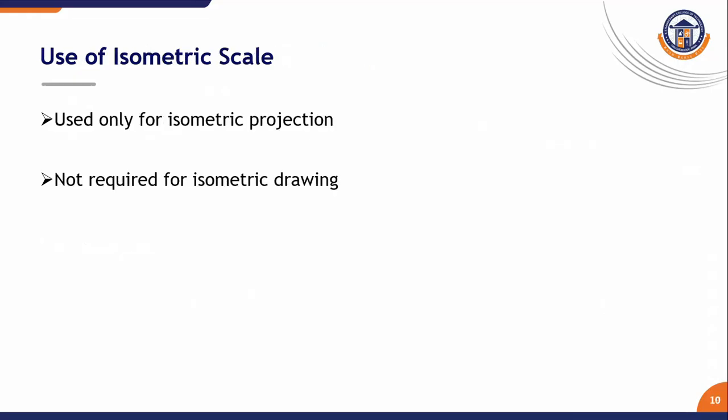Next, uses of isometric scale. These are the best uses of isometric scale. Two uses are there. First one is it is used only for isometric projection, and second one is it is not required for isometric drawing.